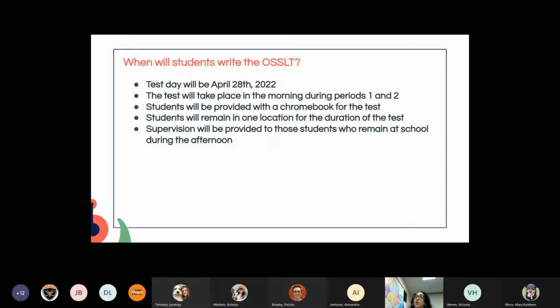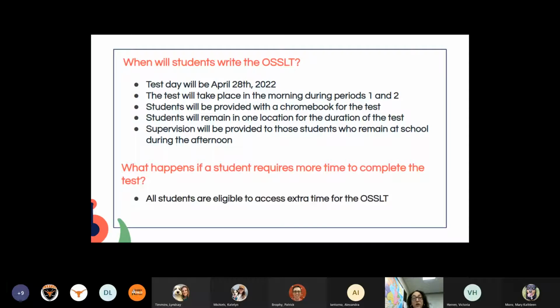So you do not use your personal device that day. No one is going to be writing the literacy test on their phone, for example, or on your personal device. You're going to be given a Chromebook, and your teacher is going to show you how to successfully log in from the Chromebook window into the test. You are welcome to go home after the test. It is an asynchronous day for the rest of the school. If you are unable or you choose to stay at school, supervision will be provided for you so you can finish your period 3-4 class asynchronous for the rest of the day. What happens if you need more time? Quite simply, you're going to take more time.